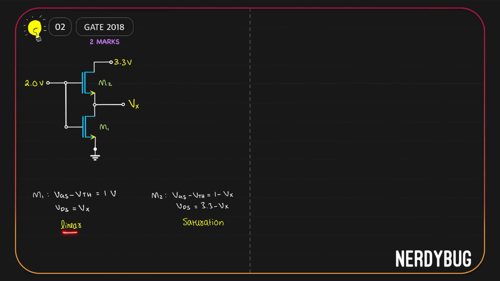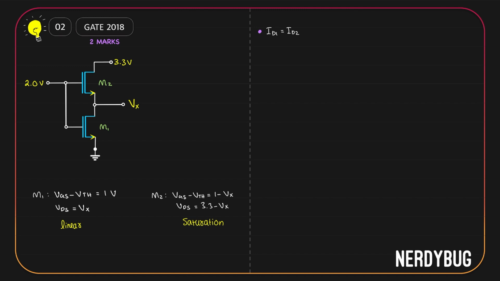So M1 is in linear region, M2 is in saturation. Even in this condition, drain currents are the same. So we can write ID1 is equal to ID2. The only difference is for ID1, since the MOSFET 1 is in linear region, we'll have to use the expression for drain current for a MOSFET in linear region.